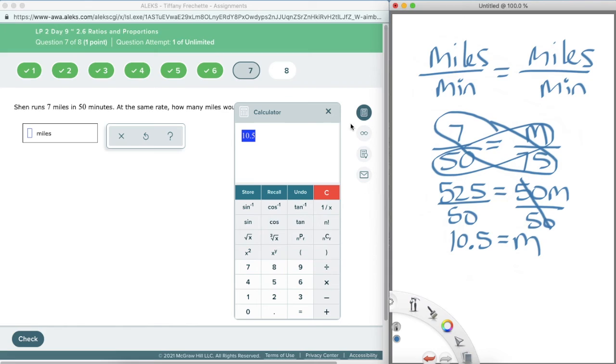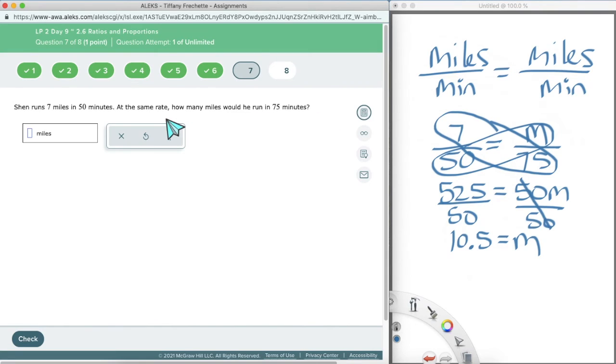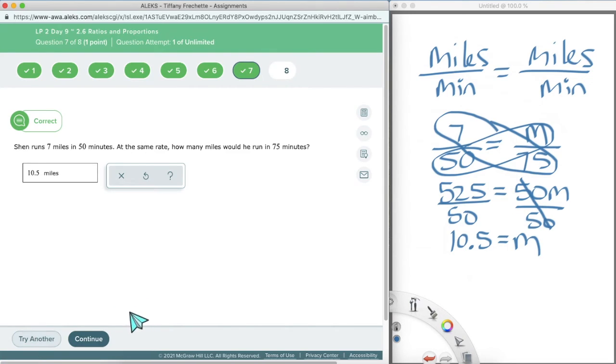And they didn't say anything about rounding, so they are expecting a decimal, but they're not expecting you to do any rounding. Oh, I'm sorry, it's 10.5 miles, not minutes. We had 75 minutes. Silly me. I said minutes a few seconds ago. All right. One more of these guys.